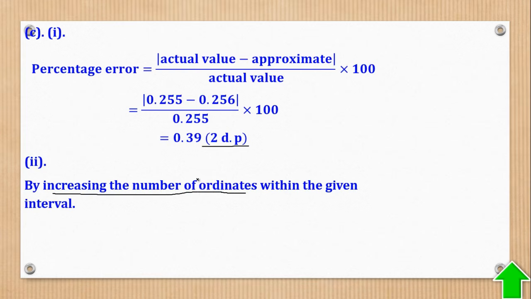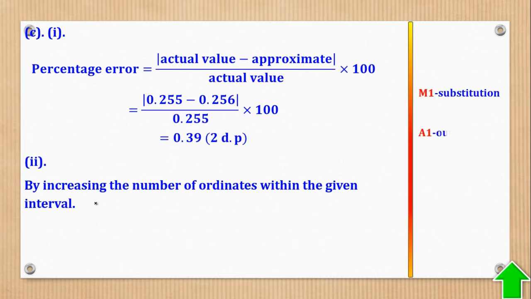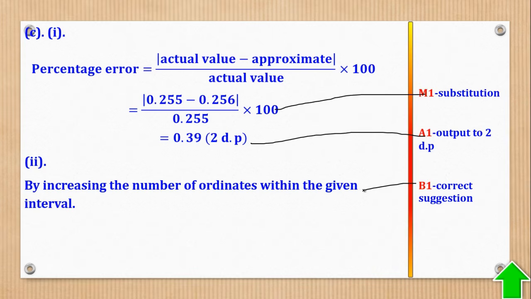I think you realize that now we are using this word ordinates. Why? Because the question was talking about ordinates. If the question was talking about strips, we'll just remove this word ordinates and put there the word strips. If the question was talking about subintervals, we'll put there the word subintervals, but the rest remains the same. So M1 for the substitution, A1 for the output, B1 for that suggestion.